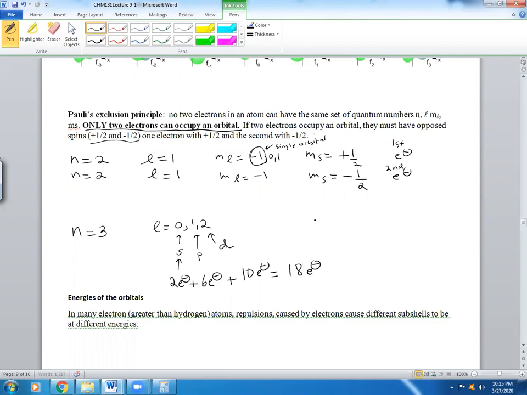S is only 1 orbital. P, because of those numbers, remember, that's why I'm spending enough time on those lectures, has 3 orbitals. And then D is 5 orbitals. To get the number of electrons for them, all you have to do is multiply by 2. So this is 2, this is 6, and this is 10.